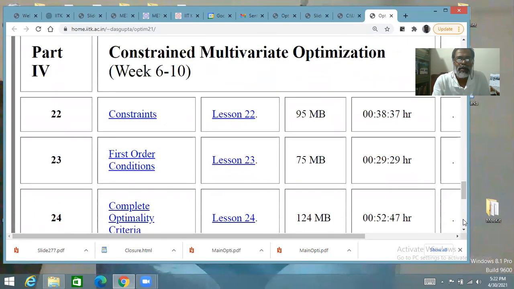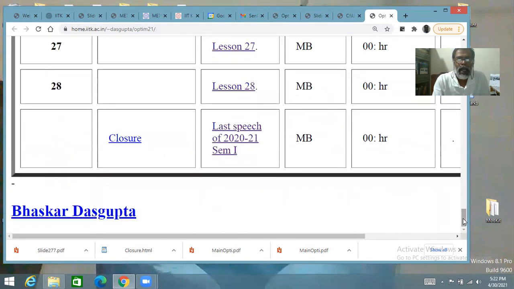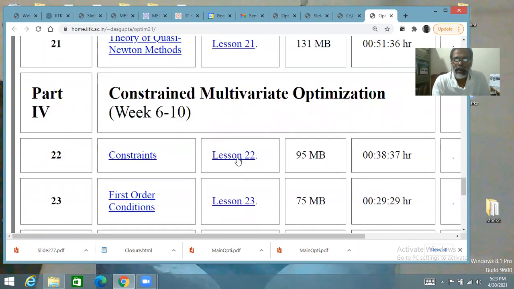Then part 4, constrained multivariate optimization, starts. These 3 lectures were in the last batch, after which we have stopped. So these are blank, these are not covered. And what I am doing now is actually here. Okay, this is the material, and here I will upload this particular YouTube lecture. These are the earlier YouTube lectures. Okay, so everything has been linked here. Now let us come back here.